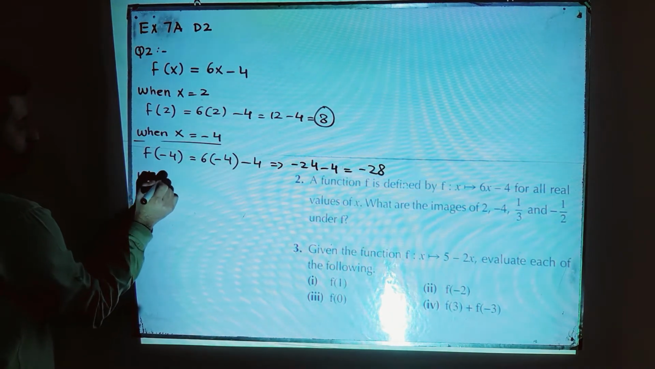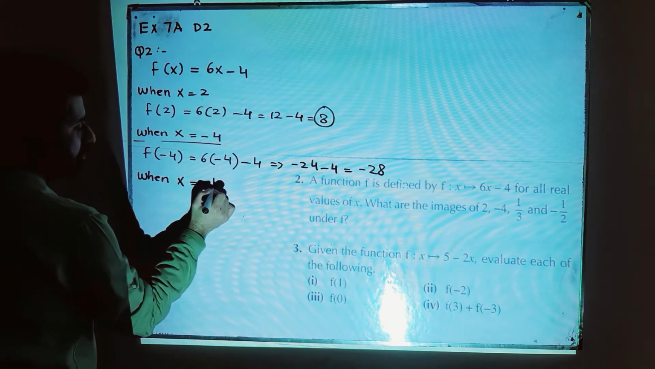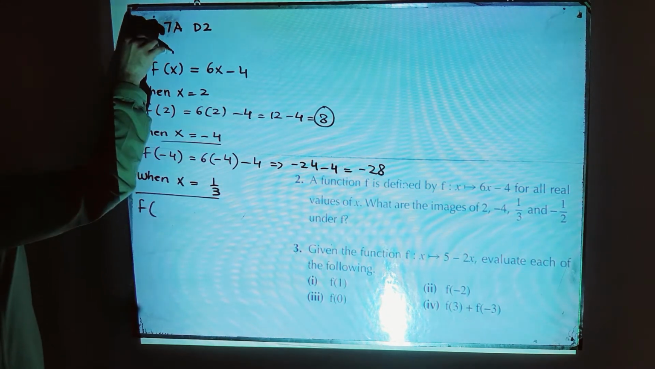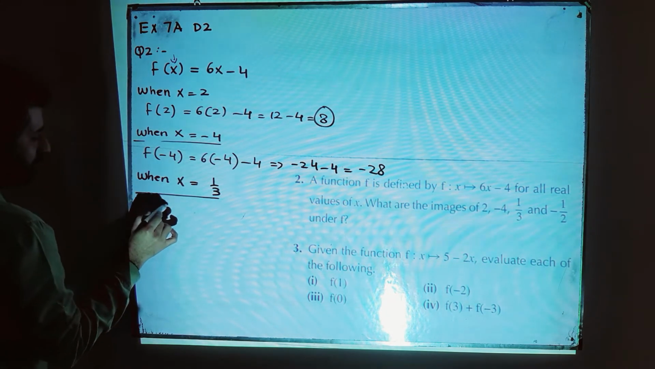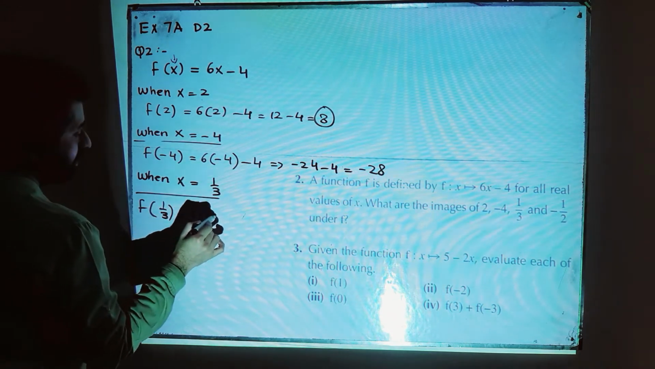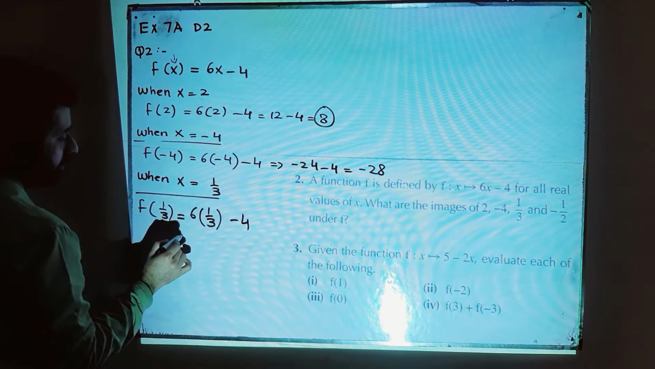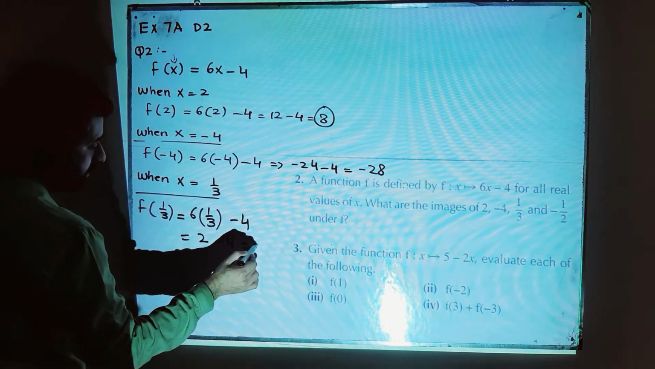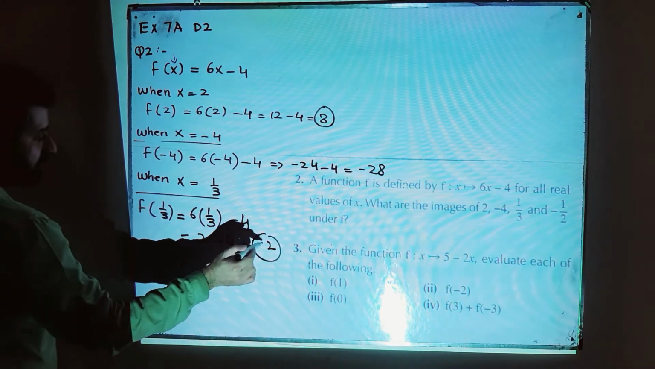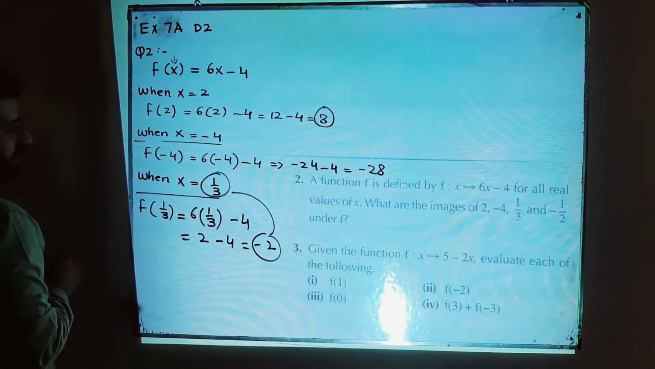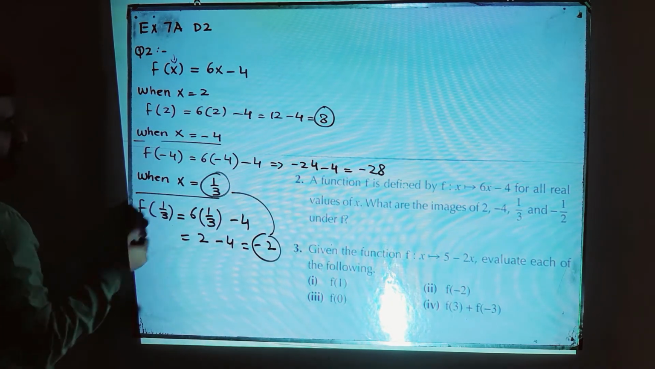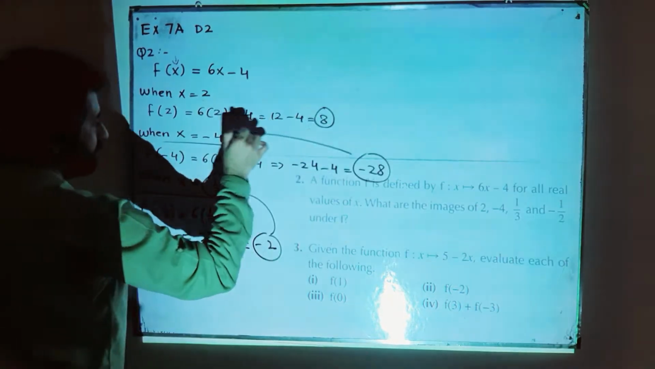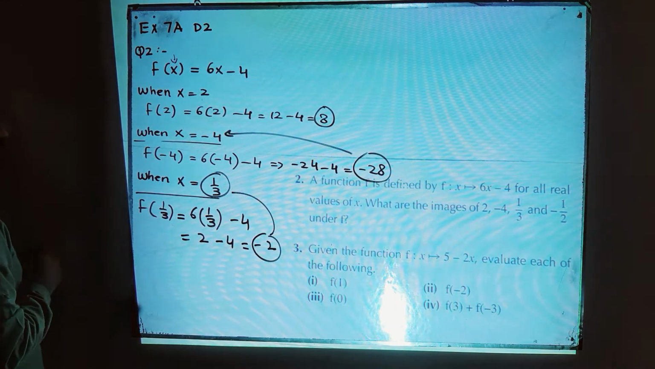Then when x equals 1 by 3, use the value of x 1 by 3 over here. In place of x, x will be replaced by 1 by 3. 3 and 6 can be cancelled, so 2 minus 4 will give you minus 2. This is the image when x is 1 by 3. The value of the function when x is 1 by 3, the image is minus 2. Similarly, this is the image when you are using x equal to minus 4.